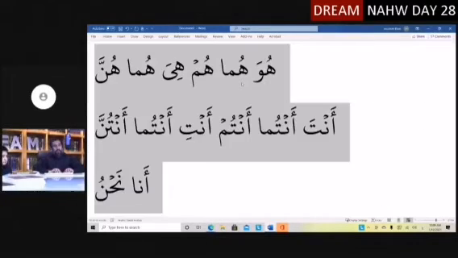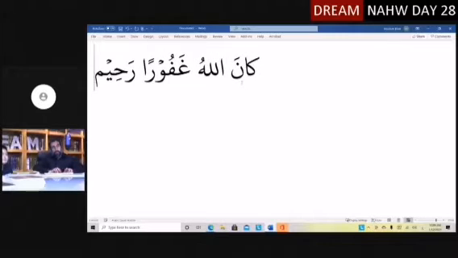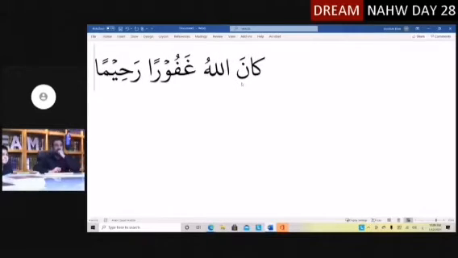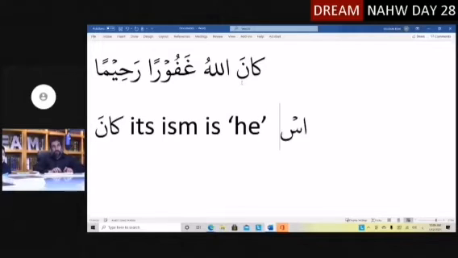So if I say كان الله غفورا رحيما, this is in the Quran. Kana is a past tense. Means he was. But instead of saying its doer is he, that's wrong. We're going to say it's ism. Ismu kana is huwa, he.